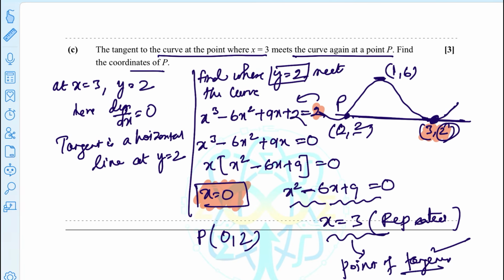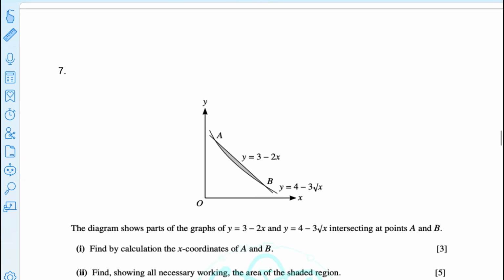If you don't understand, I'm assuming that you have practiced a lot because you have an exam tomorrow. That's why I'm going very fast. If you think I'm going very fast, pause the video, slow it down and try to learn what I'm explaining here. Is it okay? Now, next question.